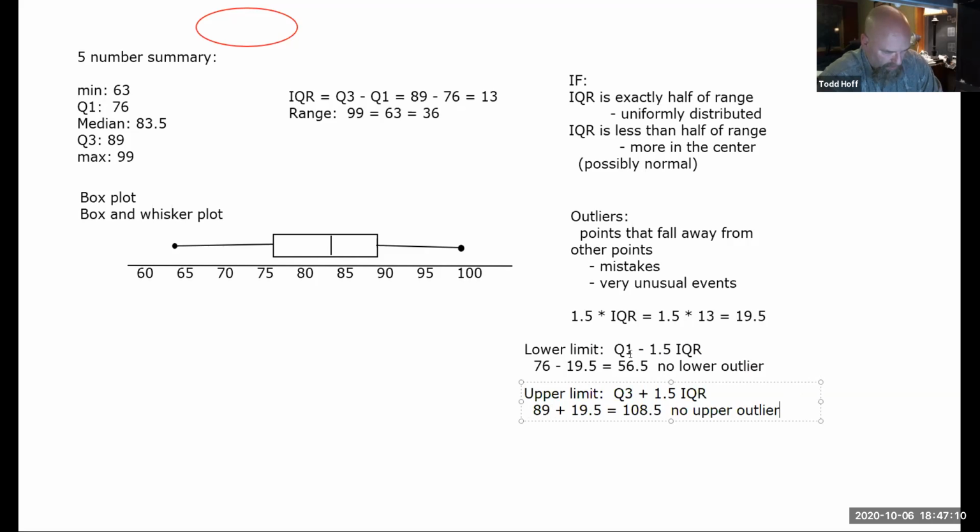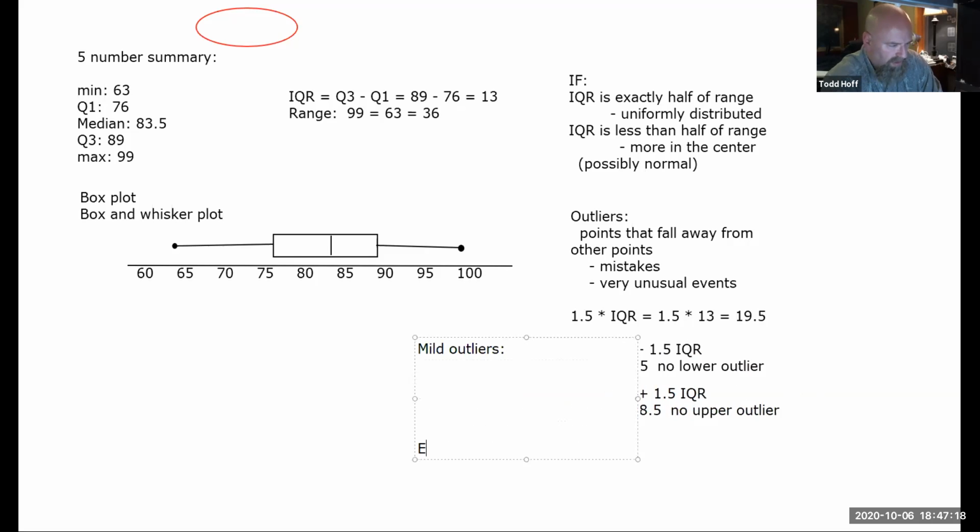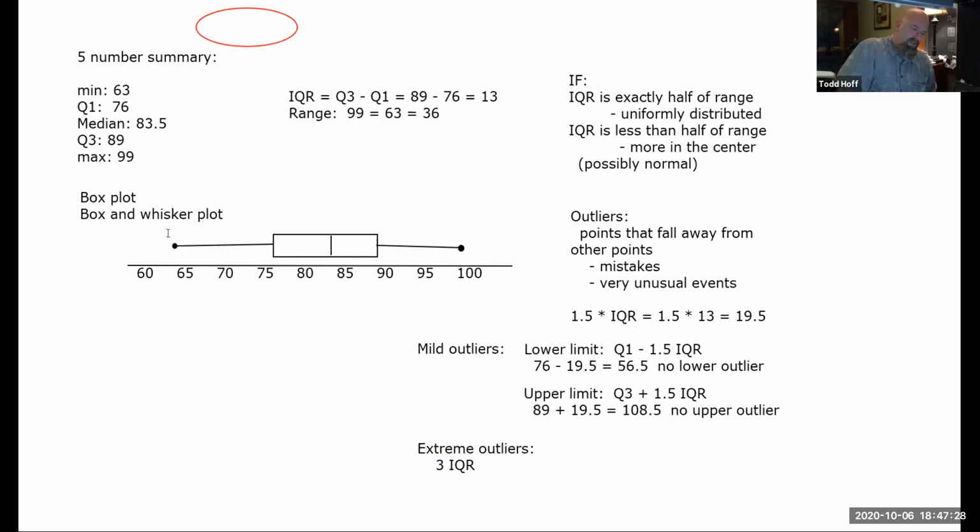Now, these using the 1.5 are what are called mild outliers. And typically in statistics, that's what we're worried about, the mild outliers. There are extreme outliers. The extreme outliers would be 3 times the interquartile range. Extreme outliers are almost always either some sort of error or extremely unusual event. The extreme outliers are pretty much always taken out of the data set and not used.